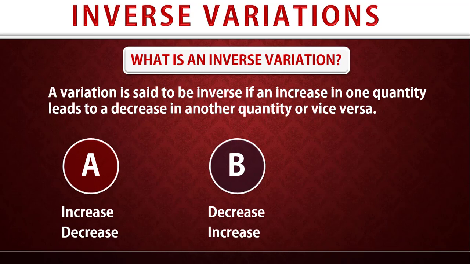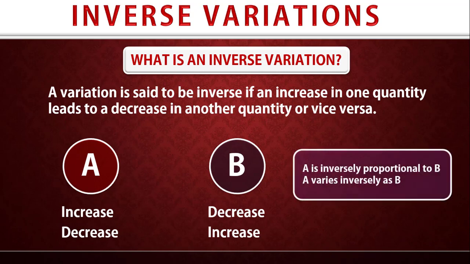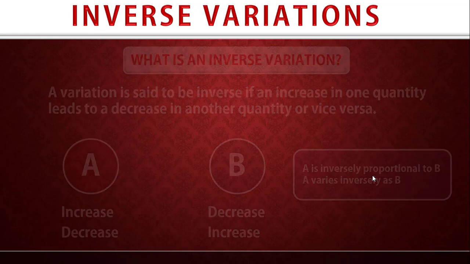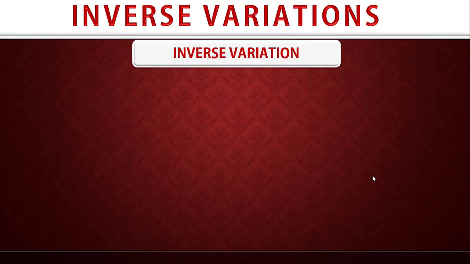So a question on inverse variation might come in this form, whereby you have A is inversely proportional to B, or it can be in this form, A varies inversely as B. So when you see the statement is inversely proportional or varies inversely, you definitely know that that variation is an inverse variation. So let's try to represent inverse variation mathematically.